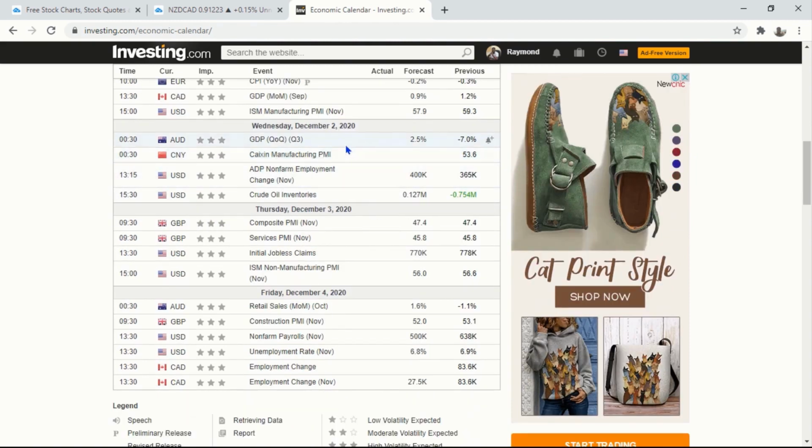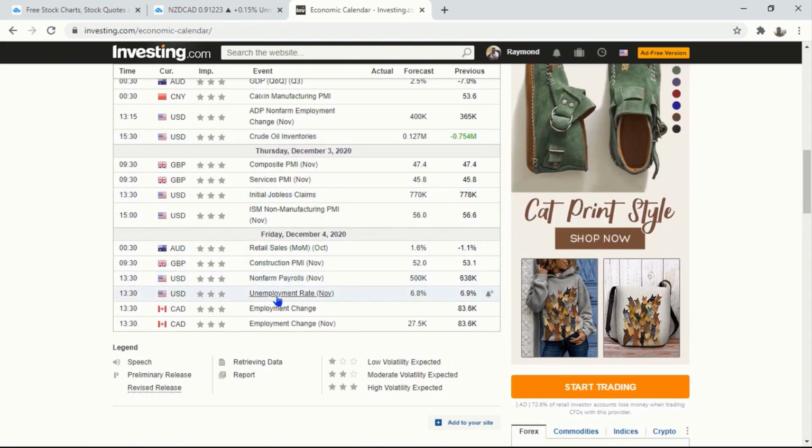And on Wednesday, the Australian dollar's GDP is up. Then pre-NFP comes in on Wednesday as well. The main thing will be on Friday, where we'll have the non-farm payrolls and the unemployment rate, which has the potential of shaking up the markets. That is it for the coming week.